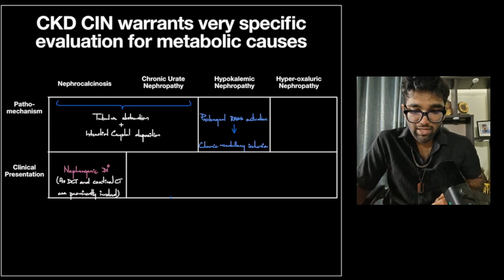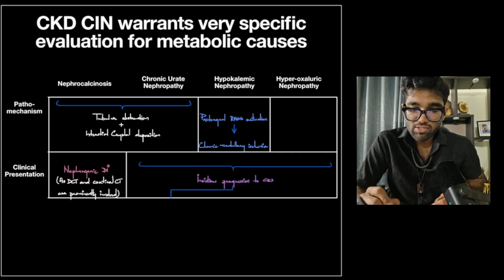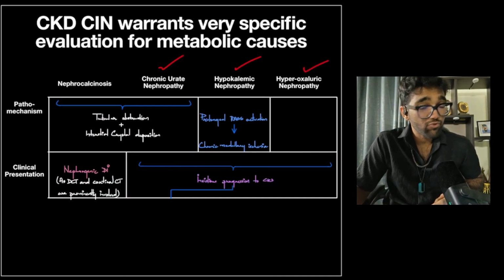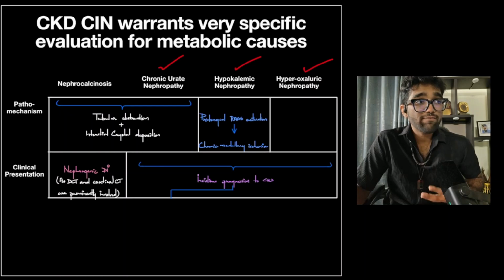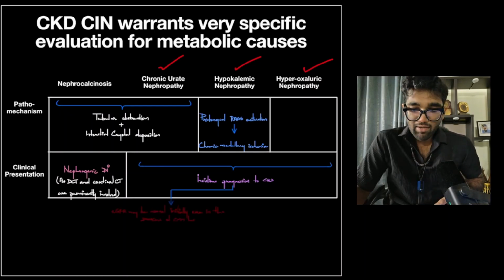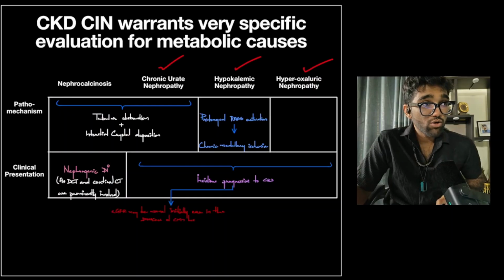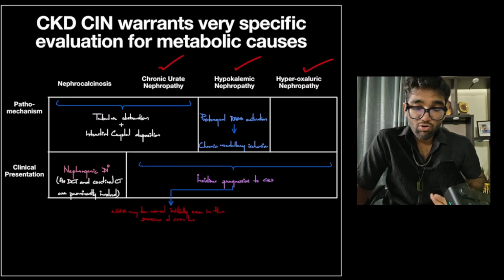Now, in addition to that, all causes, that is chronic urate nephropathy, hypokalemic nephropathy, and hyperoxaluric nephropathy, have a gradual, persistent, progressive march towards chronic kidney disease. But in these situations, the urine output is typically spared. So the patient, often till very advanced stages of renal dysfunction, has a normal urine output.